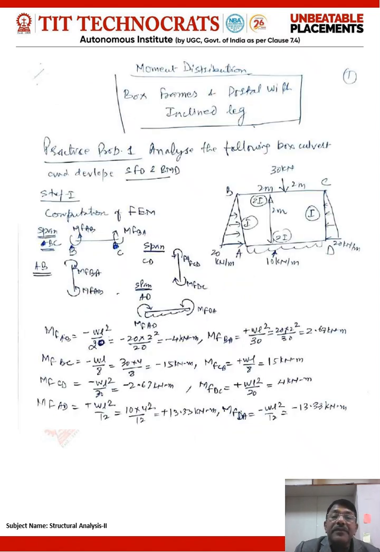One more problem of a different variety, that is the case of the box type of frame. You can notice ABCD is a box type of frame.